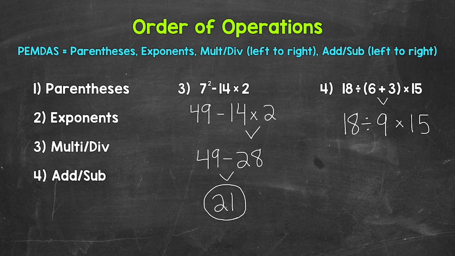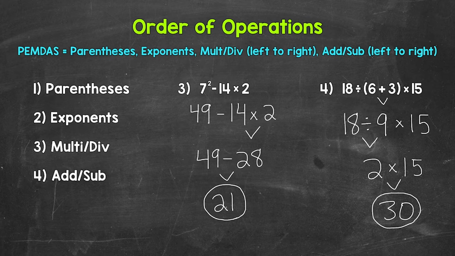We have 18 divided by 9. So let's do that. 18 divided by 9 is 2. Bring down everything we did not use. So times 15 there. And now we have 2 times 15. 2 times 15 gives us 30. Our final answer, 30. So there are 4 introductory examples. Let's move on to some examples that involve parentheses and exponents.